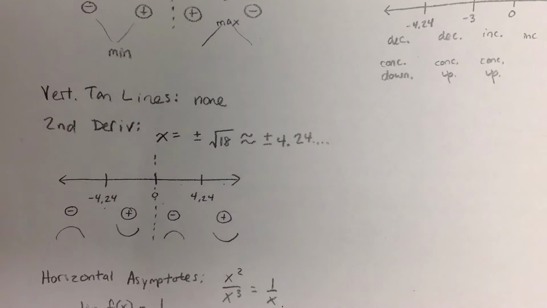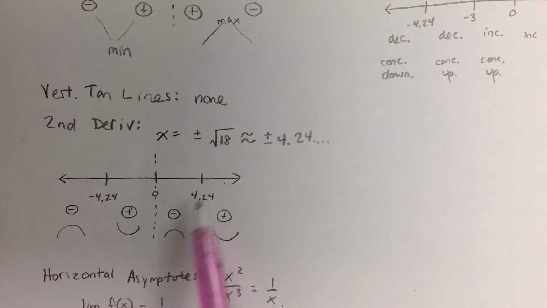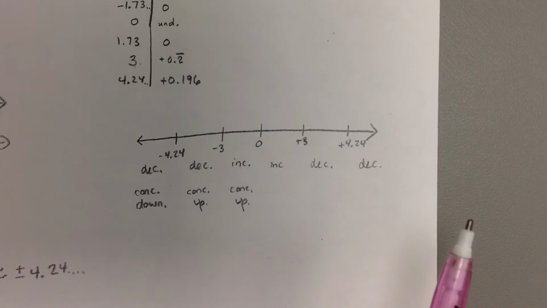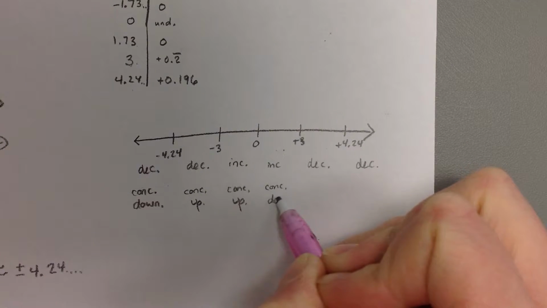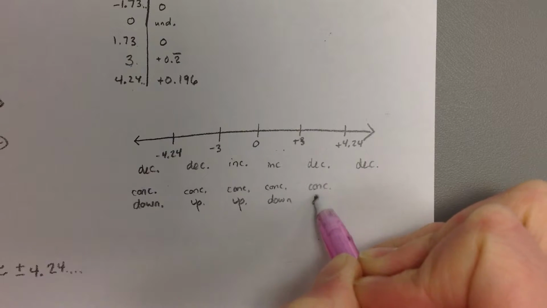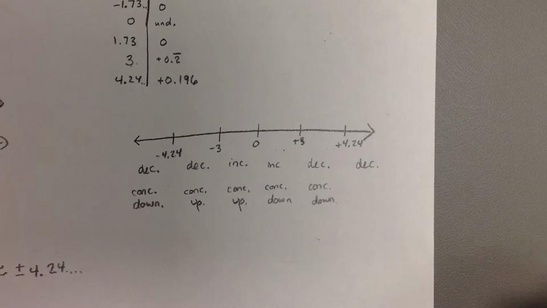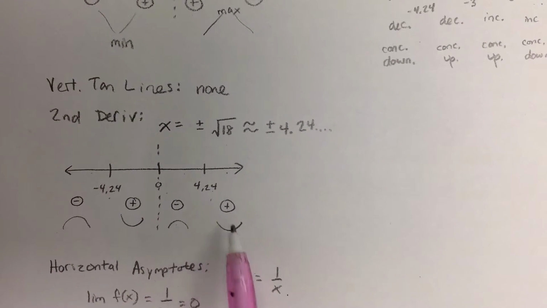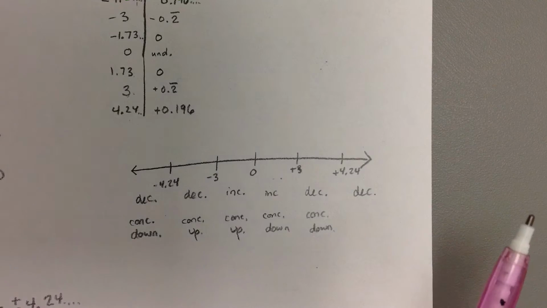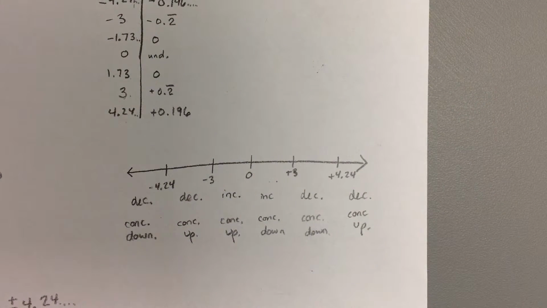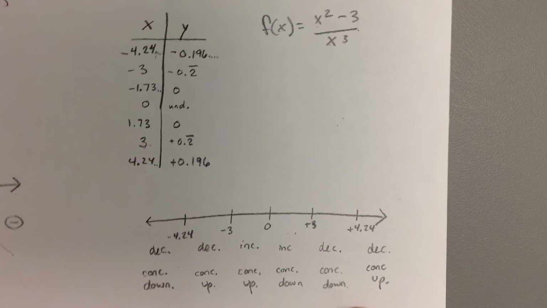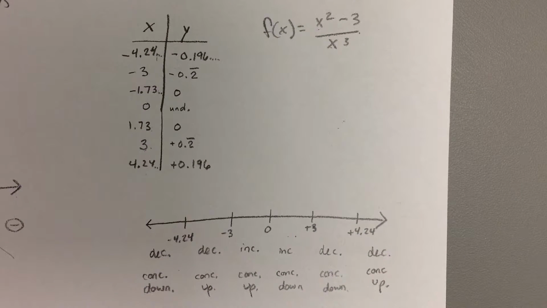Going from 0 to positive 4.24, I am concave down the whole time. So that covers both of these intervals: concave down. And then finally, on the far side of 4.24, I am concave up the whole time. There we go. So this, in combination with all of these points, is going to be enough information for me to get a very good sketch of this graph.